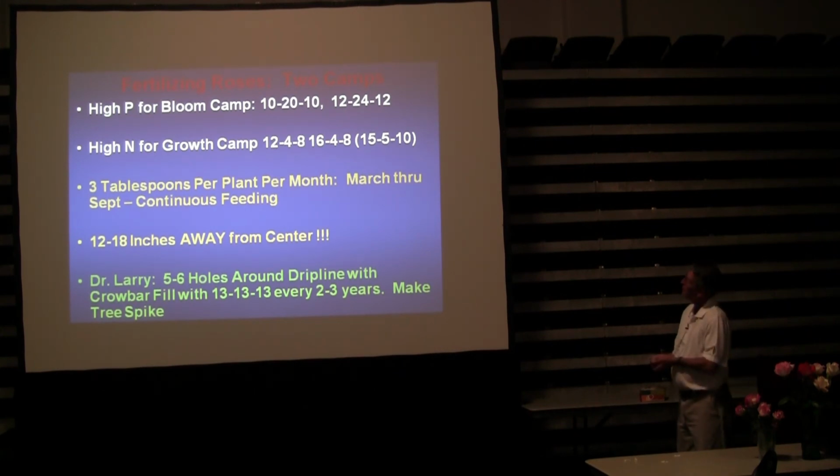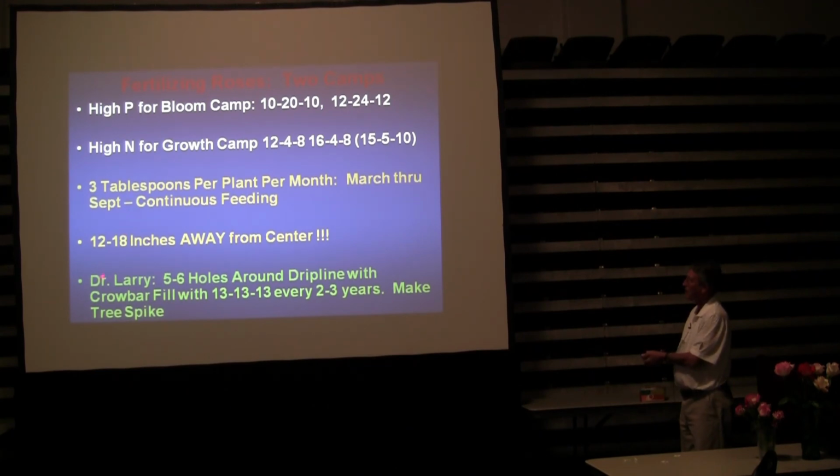Fertilizer. High P, there's 2 camps. The high P for bloom, there's the old 10-20-10, 12-24-12 type people. Then there's the high nitrogen, or higher end, 12-4-8, 16-4-8, 15-5-10. 3 tablespoons per plant per month, March through September, 12 to 18 inches.